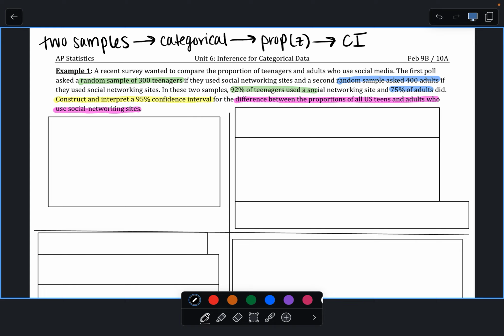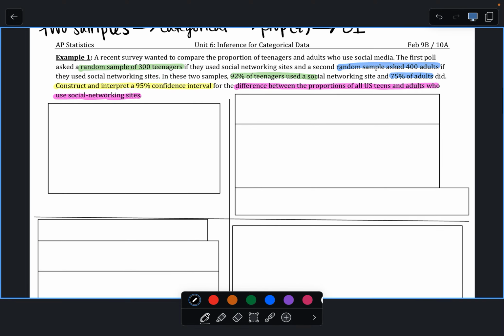Is it 1 sample? Is it 2 sample? Is it categorical? Is it quantitative? Is it proportions? Is it means? And those tie directly to categorical and quantitative. And then is it a confidence interval? Is it a hypothesis test? So we kind of have our chain of decision making. Now, both options start the same way.